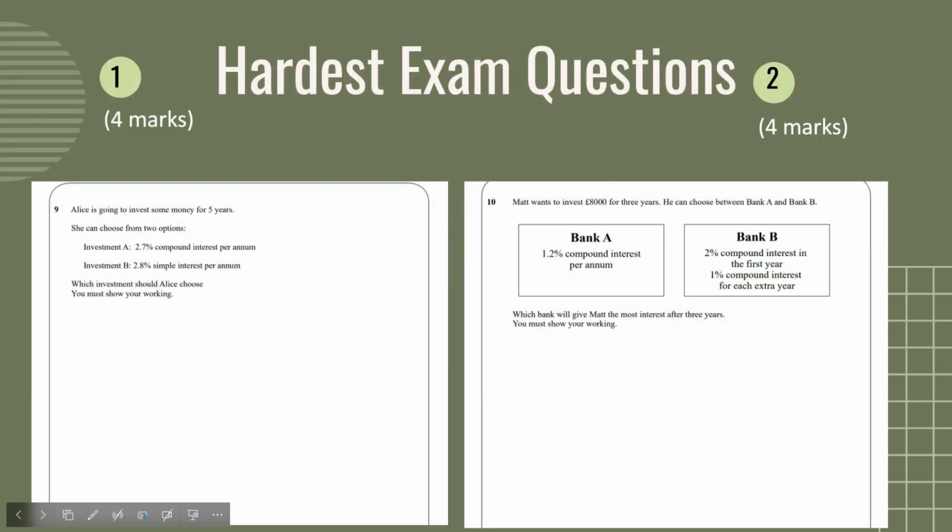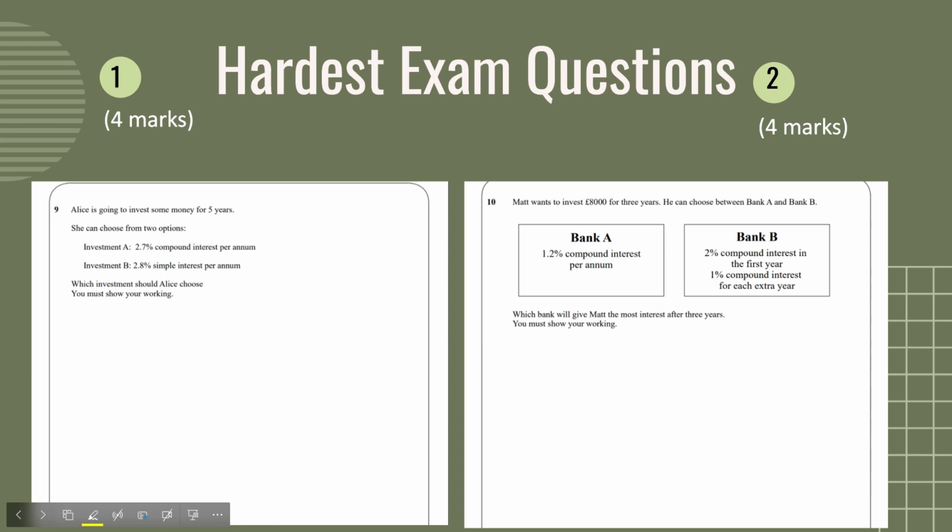These are the hardest exam questions you will probably be asked on compound interest. As compound interest is a grade 4 skill, it is a crossover question between the highest bit of foundation and the lower bit of higher. Have a go, pause the video and unpause when you have completed the questions.